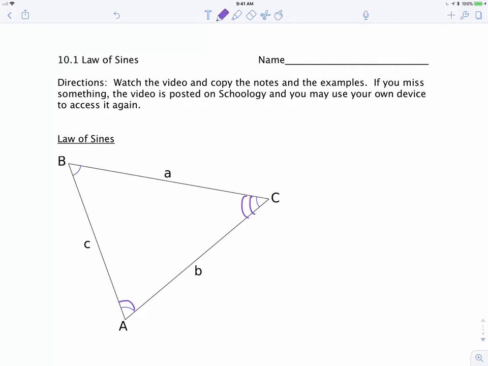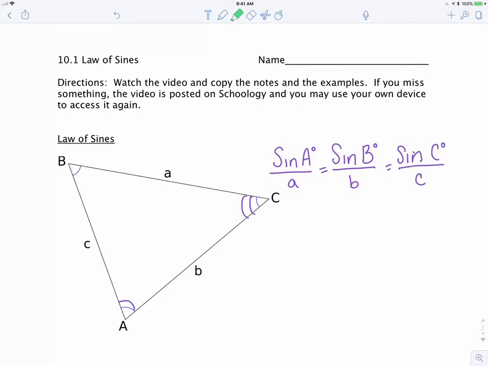So we would say that the sine of angle A, and go ahead and write this please, over side little a is equal to the sine of angle B over side little b, which is equal to the sine of angle C over side little c.